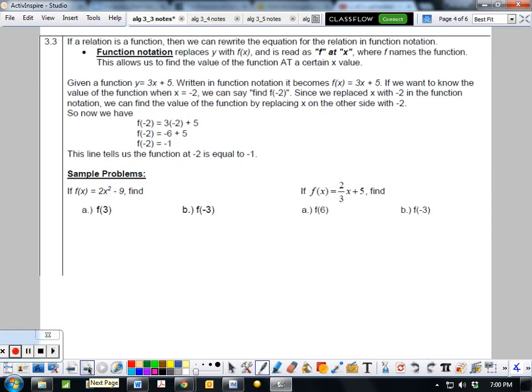If a relation is a function, we can rewrite the equation for the relation in what we call function notation. And so this is a really, really big one. Function notation replaces the letter y. So instead of y equals something, we write f parentheses x. And when we see that f parentheses x, it's not f times x. It's read f at x, which is saying the value of my function at this x value. And so it allows us to shortcut writing out a bunch of words to help you understand what's happening.